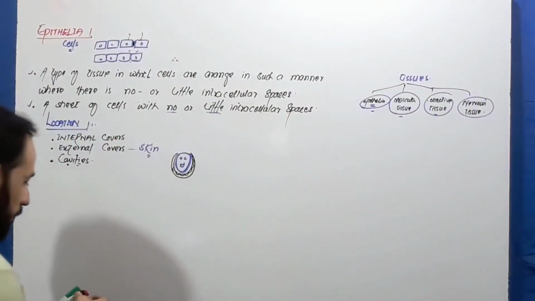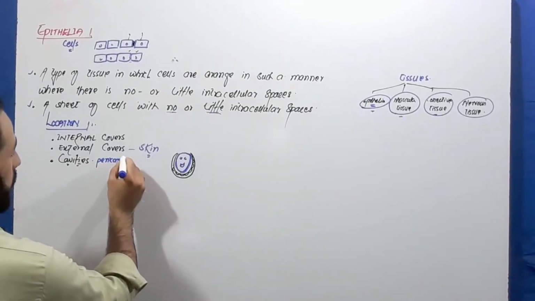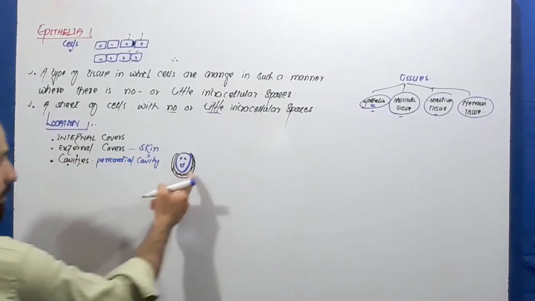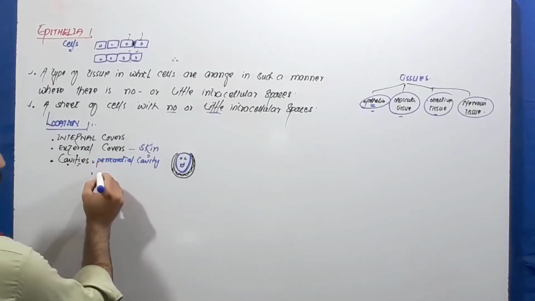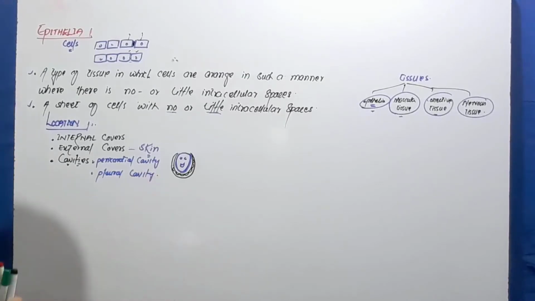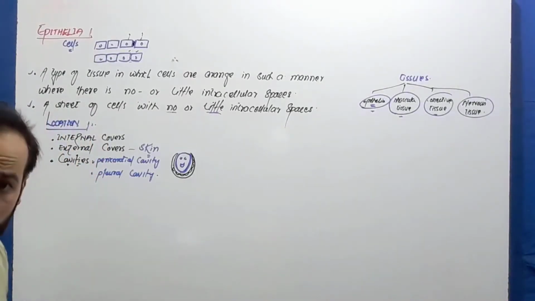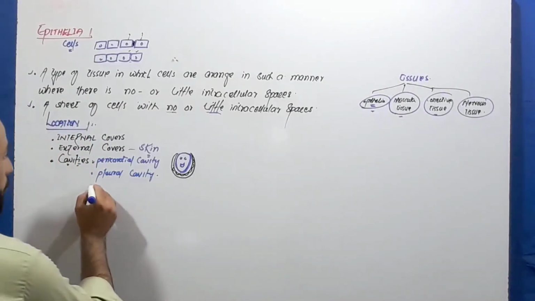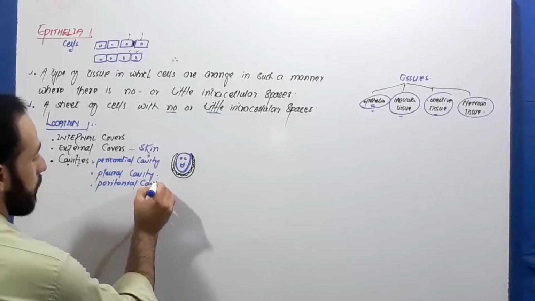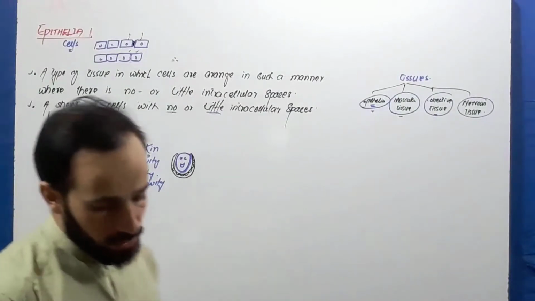Then the cavities of the body, for example, which cavities? For example, the pericardial cavity. Your pericardial cavity contains what? It contains epithelial tissue. Then we say the pleural cavity, in which your lungs are located. In your pleural cavity, the cavity for the lungs is also made up of epithelial tissues or epithelial cells. Then there is the peritoneal cavity. Your abdominal cavity contains what? It contains epithelial tissues, right? So in these cavities they are present.